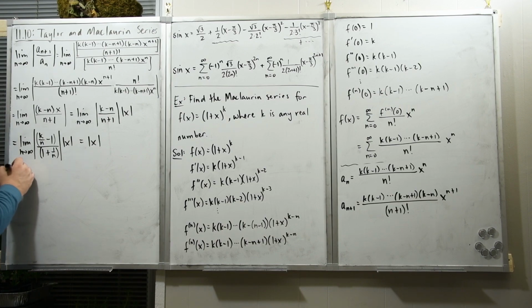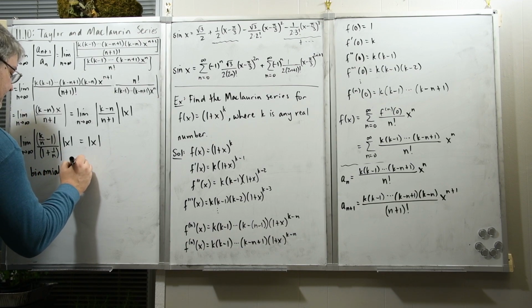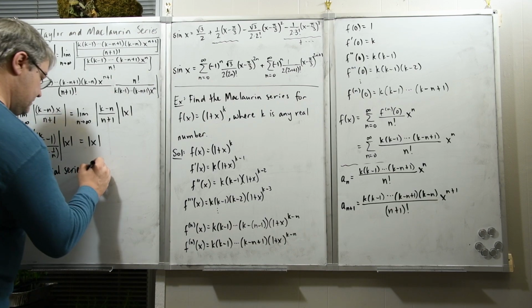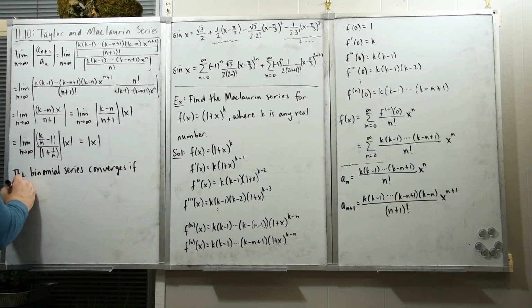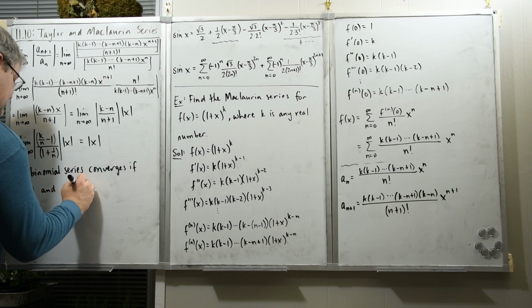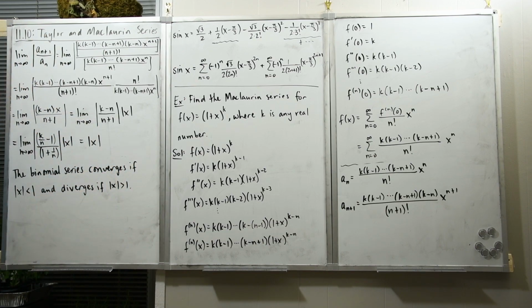So we know that if the limit is less than 1, we have convergence. If the limit is greater than 1, we have divergence. So we know that the binomial series, which is what this is called, converges when the absolute value of x is less than 1 and diverges when the absolute value of x is greater than 1.